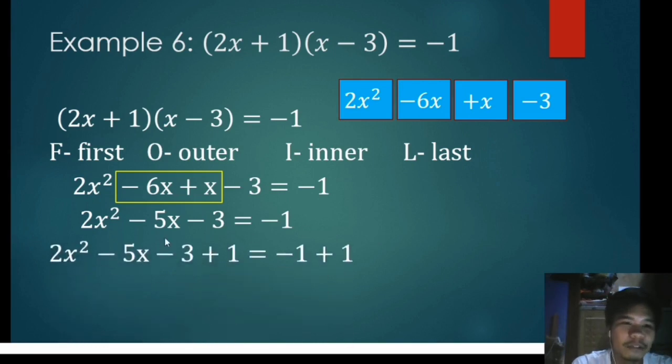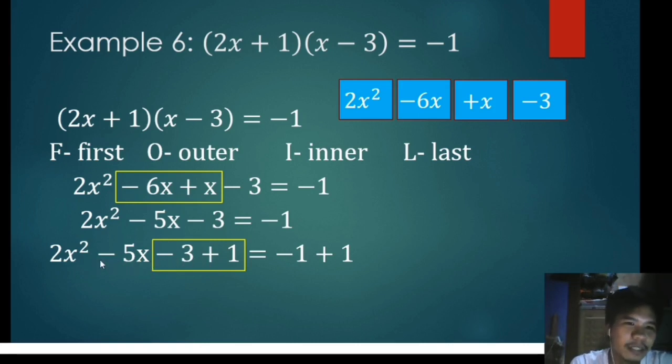By that, we have 2x squared minus 5x minus 3 plus 1 equal to negative 1 plus 1. So this expression at the right side will become now 0. And then on the left side, we could observe that we have two constant terms. So we need to combine them using the rules in combining integers.